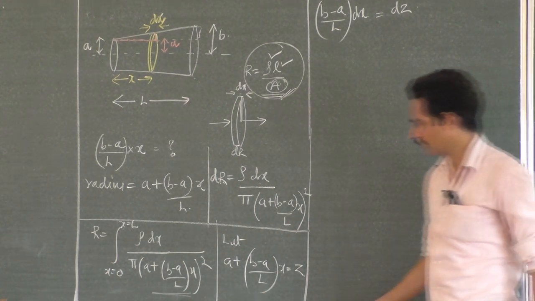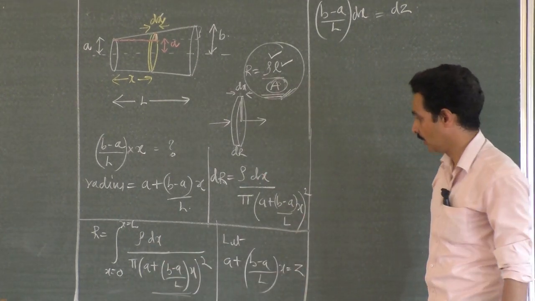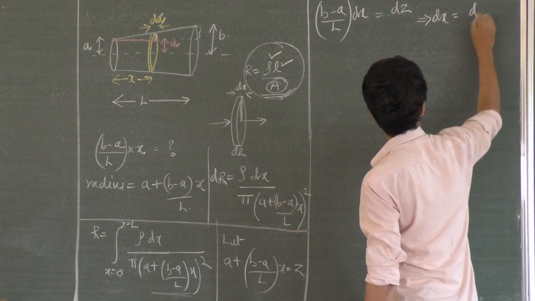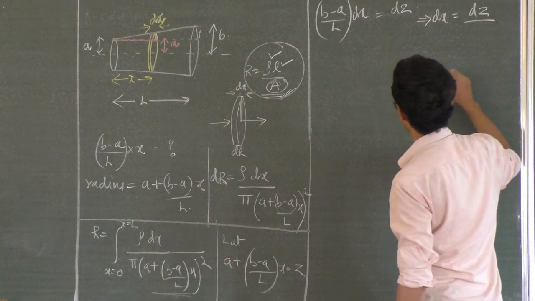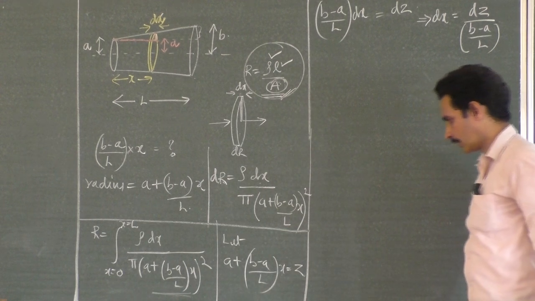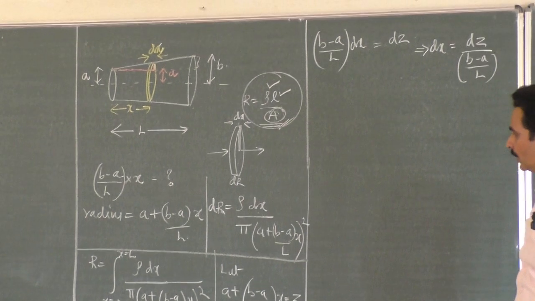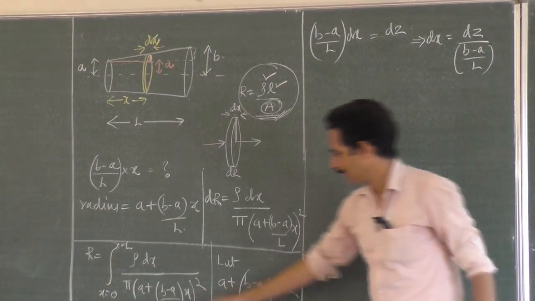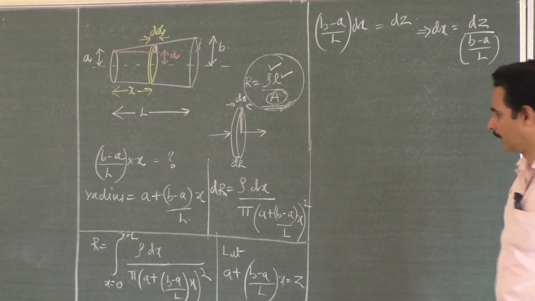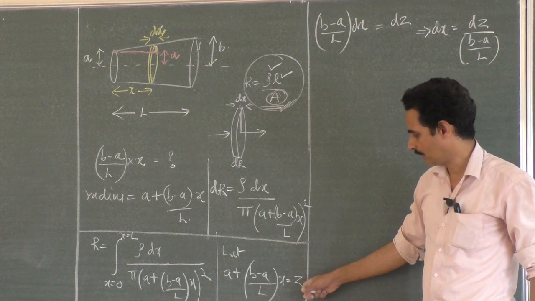Now suppose I want to substitute this as z, I have to change dx also. Variable also has to be changed. So this implies dx is equal to dz divided by b minus a by L. Am I right? Anywhere I have gone wrong? No. So dz divided by b minus a by L. So shall we substitute in this, this as z square and this as dz? And of course when we take this as z, the integration limits will also get changed, right?